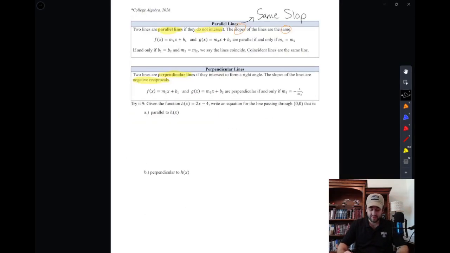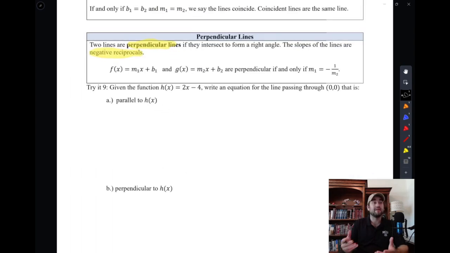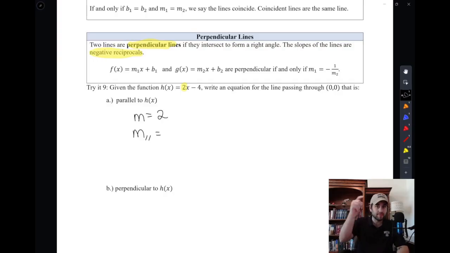And so here what we're going to do is we're going to be given a function, and we're going to find a line that's parallel to that function. So the first thing I'm going to do is look at this, and I'm going to say, what was my original m? m equals 2. And because I want parallel, I'm going to write m parallel and put these two little parallel lines there to let myself know that's my new slope. And parallel means same slope, and so my parallel slope is also 2. And then they give me a point to pass through. And so this I'm going to call my x1, y1.